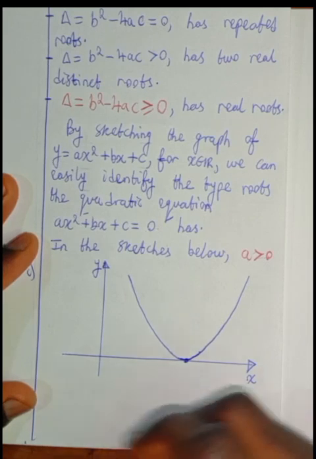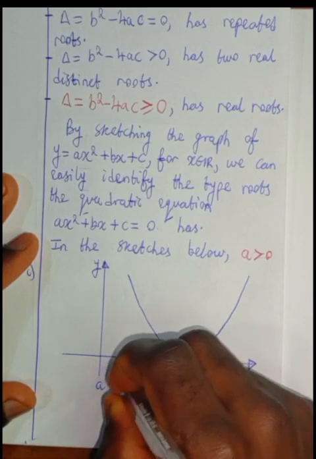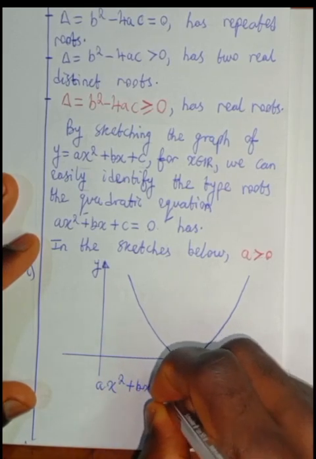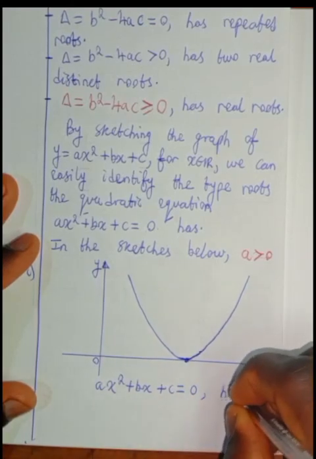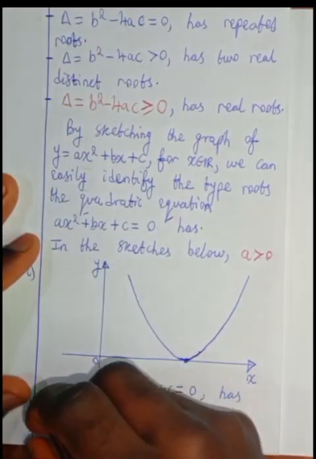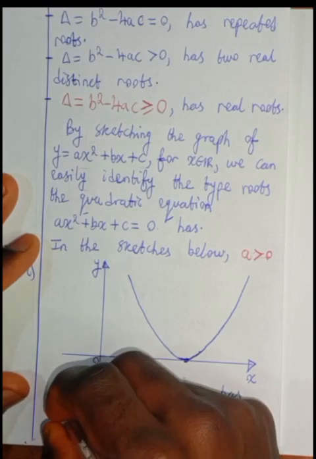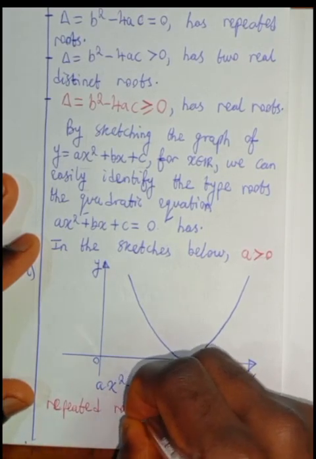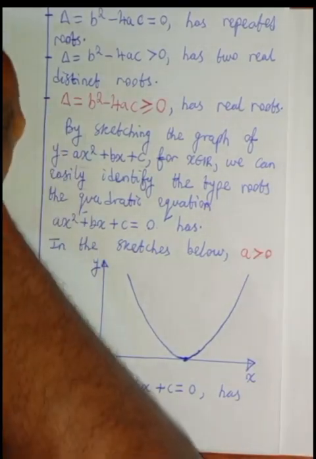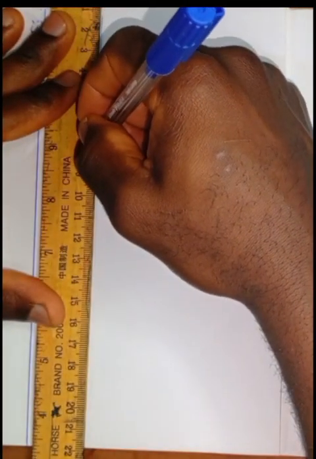We are going to say the quadratic equation ax squared plus bx plus c equal to 0 has repeated roots. It has repeated roots or equal roots. Now to 2i, the next case. For this case, the curve cuts the x-axis at two distinct points, two different points.